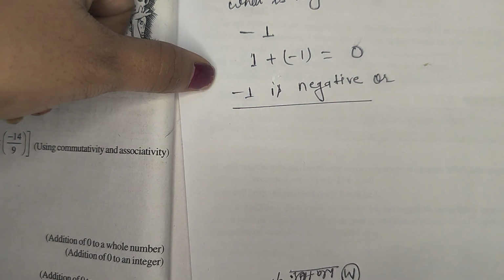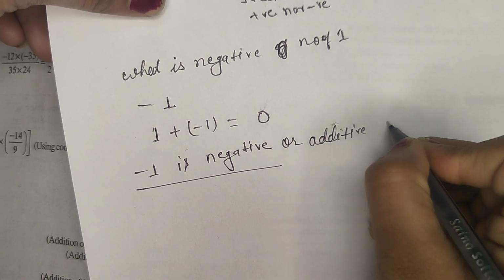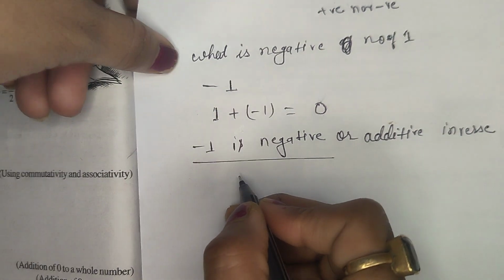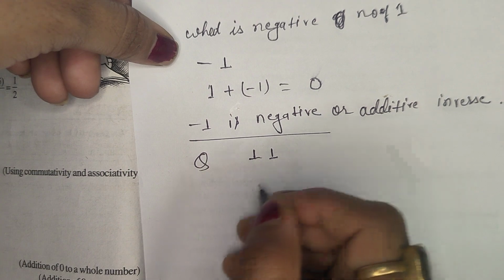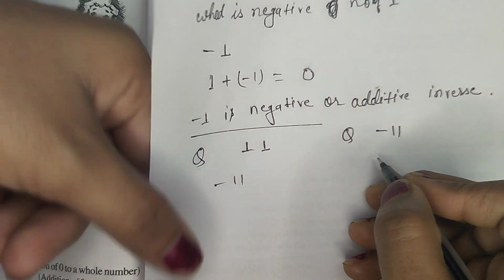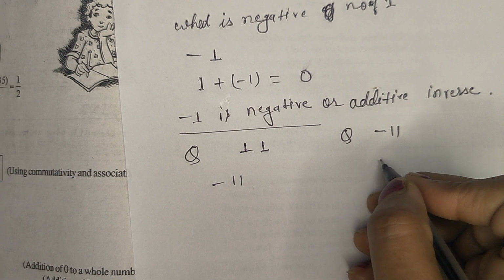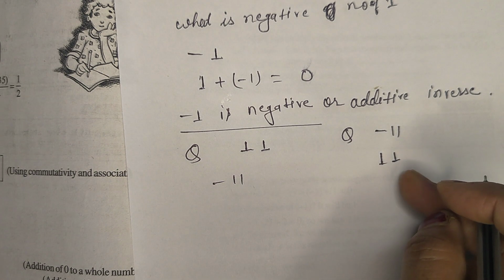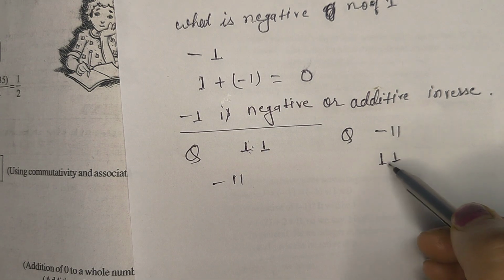Also, it is called the additive inverse. If I give you the question 1, and ask what is the additive inverse of 1, you say -1. If I give you the question -1, and ask what is the additive inverse of -1, you change the sign, +1. When you add these numbers, we get 0.